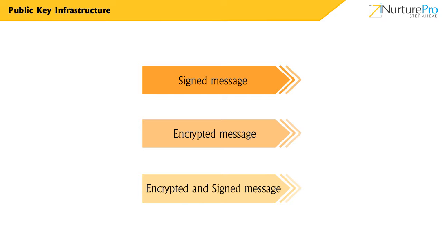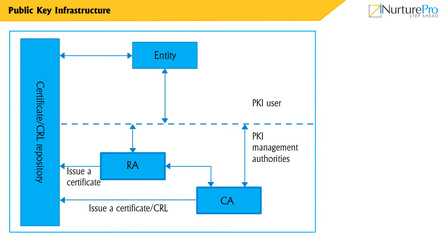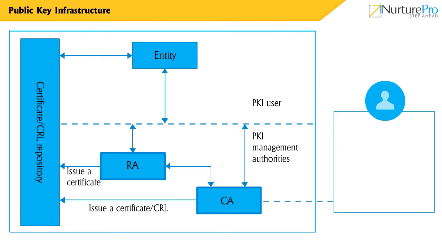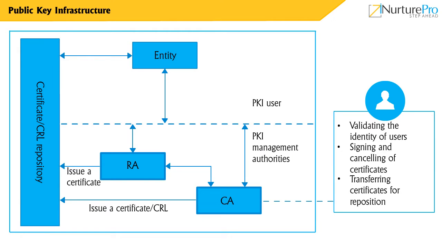The public key crypto systems support three types of message formats: signed message, encrypted message, and signed and encrypted message. Certificate Authority or CA publishes a public key which is signed by another CA or by itself and is responsible for validating the identity of users, signing and cancelling of certificates, transferring certificates for reposition.